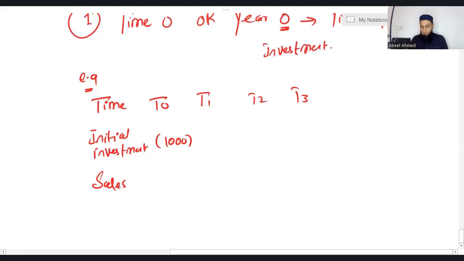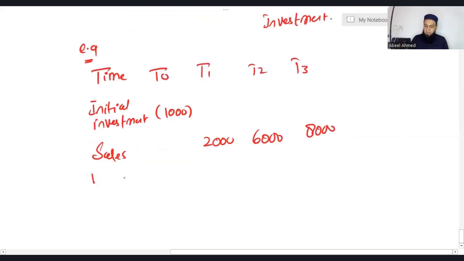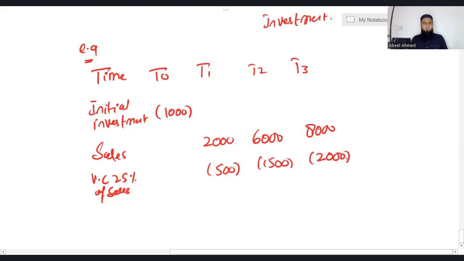Sales: let's say we have 2,000, 6,000, and 8,000. Assuming variable cost is 25% of sales. 25% of 2,000 is 500, 25% of 6,000 is 1,500, and 25% of 8,000 is 2,000. Let's assume we have only these cash flows. That's it. We have initial investment, sales, and variable costs.